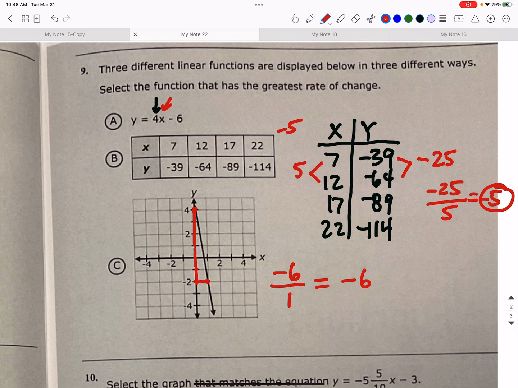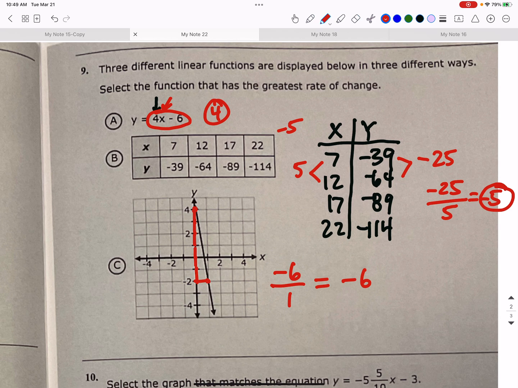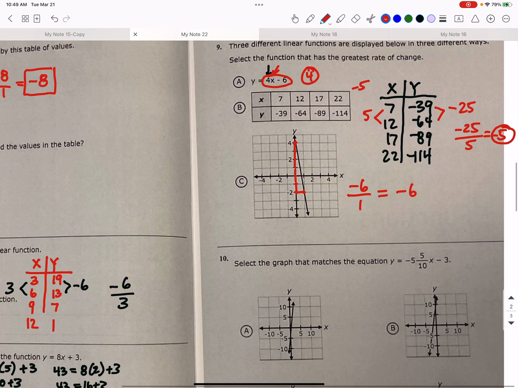Okay, so this one has the greatest rate of change. This one has a slope of positive 4. It's the biggest change. That being said, does it matter positive and negative? I don't think it does. This one's positive 4, so that one's the biggest rate of change, I think. Or is it the absolute value? I'm going to have to go back and check. But yeah, A is 4, B is negative 5, C is negative 6.